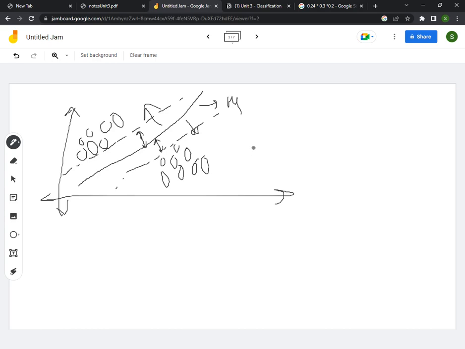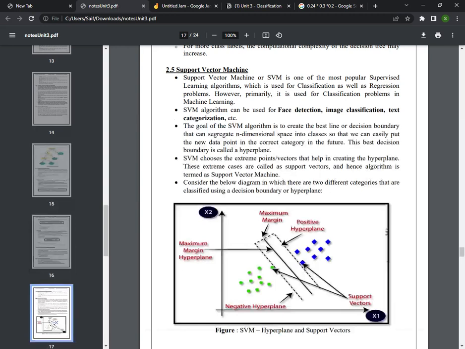Now we are going to read the notes. What do the notes have to say about it? The goal of the SVM algorithm is to create the best line or decision boundary that can segregate n-dimensional space into classes so that we can easily put the new data in the correct category in the future. This best decision boundary is called the hyperplane. We have seen this in the example. SVM chooses the extreme points, vectors, that help in creating the hyperplane.